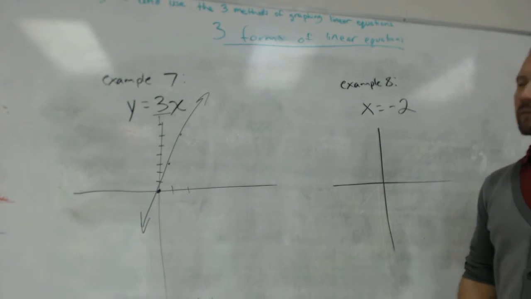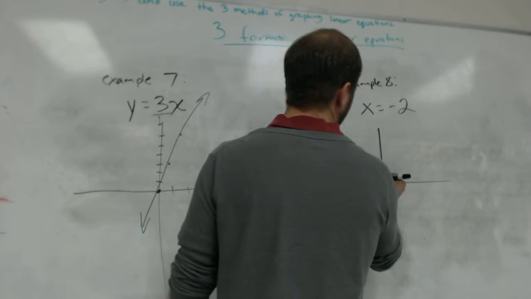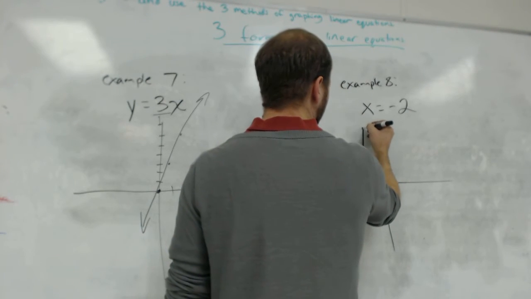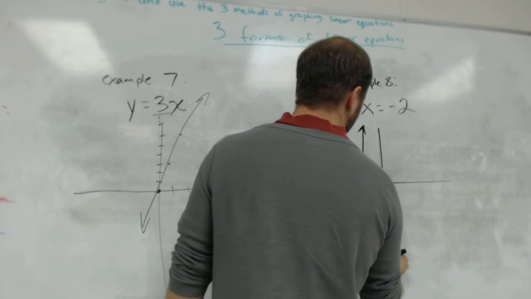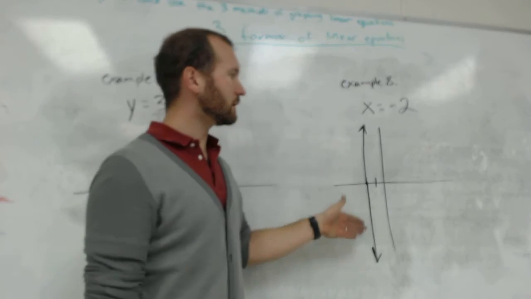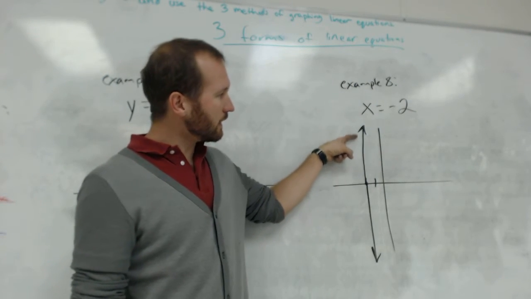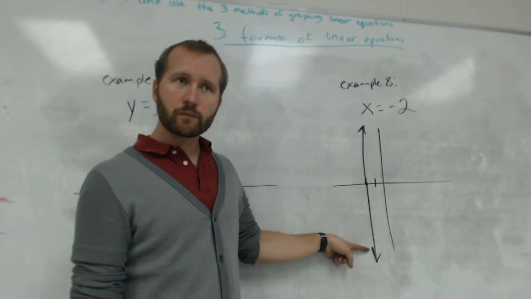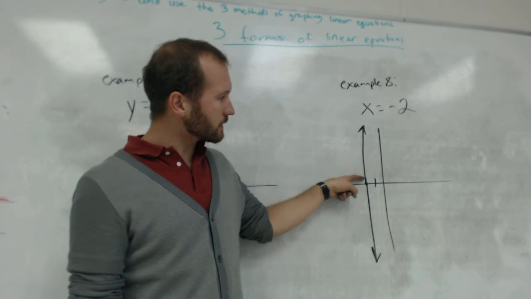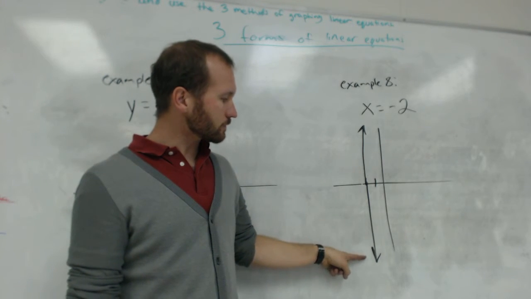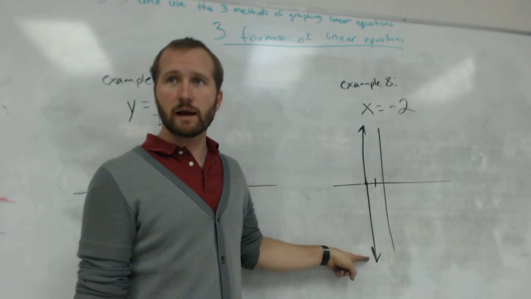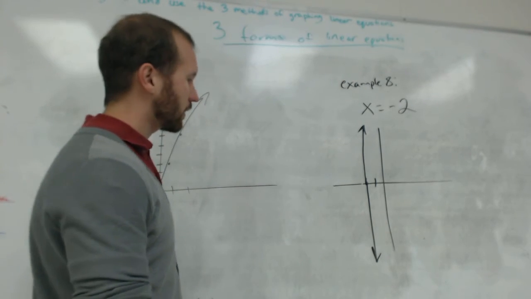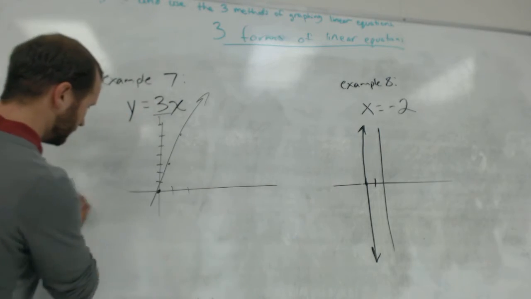You're going to go negative 2 on the x-axis, then go up and down parallel to the y-axis. Good. Because on this line, x will always be negative 2. Everywhere on the line, x is negative 2. So that is the line x equals negative 2. Very cool.